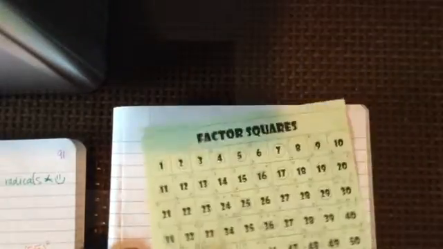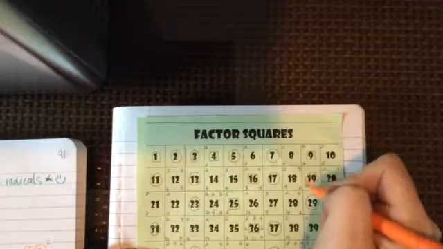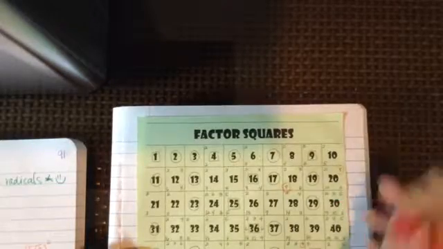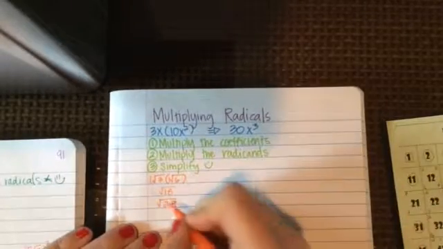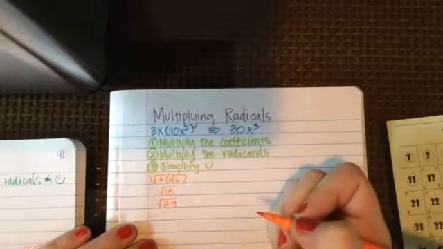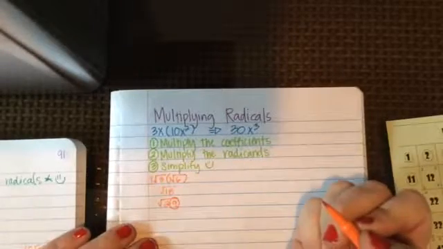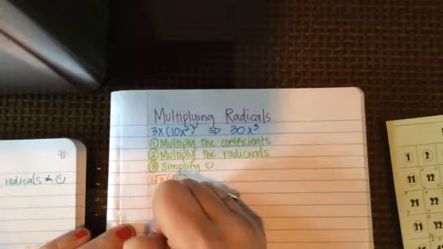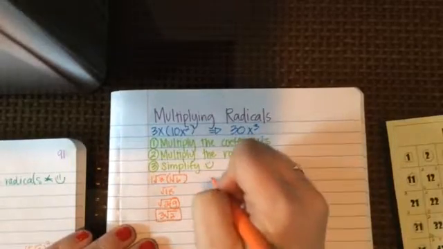If I take my factor squares and look at 18, 3 and 6 I'm not going to use, because those aren't perfect. But 2 and 9, 9 is perfect. The square root of 9 is 3, so I'm going to break it down. This part can be skipped. You don't have to rewrite 2 times 9, though some of you are going to want to. I encourage you, right at the beginning when you're first learning this, to write this step down, just so that you don't make a mistake. But the square root of 9 is 3, leaving behind radical 2. And you're done.